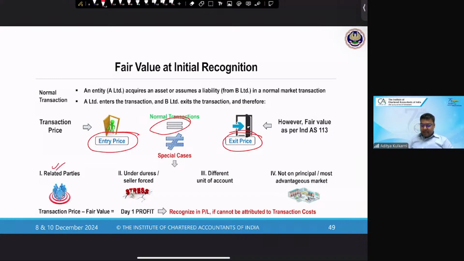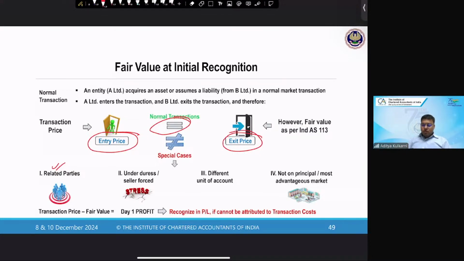First one, a transaction between related parties. I am going to sell my asset to a related party. Do you think it will be fair value? Answer is no. There will be some kind of favor that you are expected to give. Either a reduced price or a reduced interest rate or generous payment terms. So there will be some kind of adjustment that will happen.